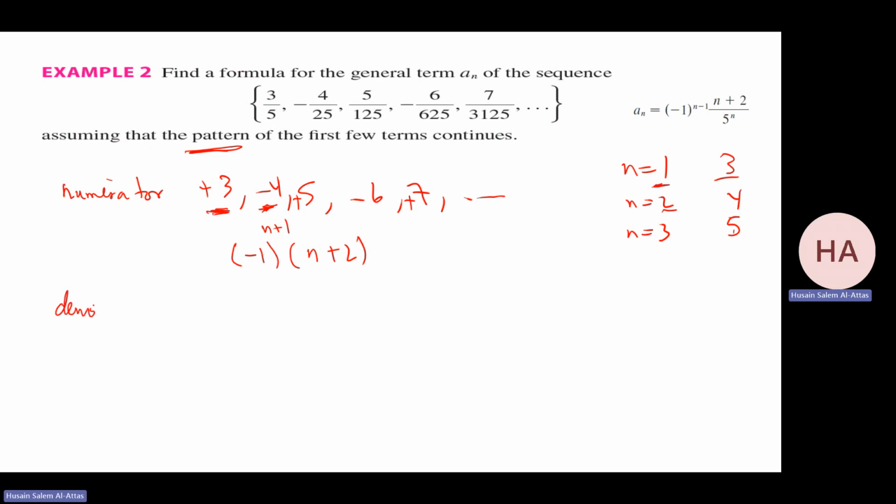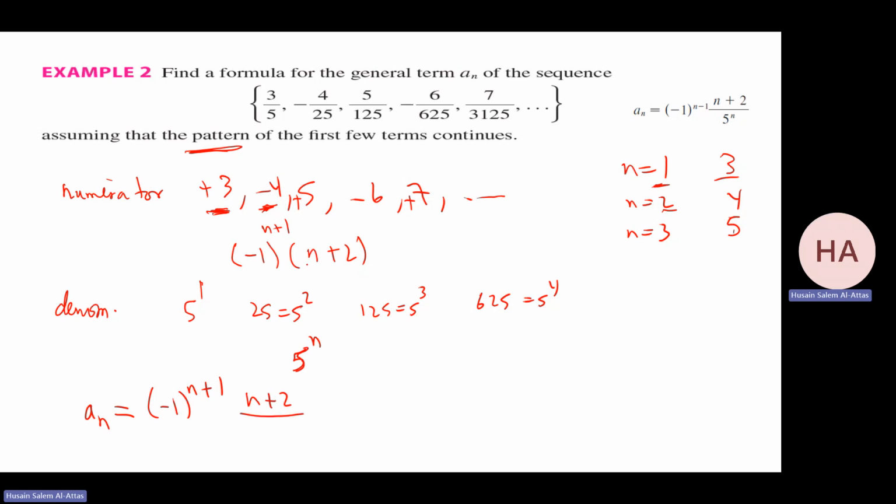Now when it comes to the denominator, I have what? 5, 25, which is 5 squared, 125, which is 5 cubed. Now it's very clear that I have 5 to the power n in the denominator, starting with n equal 1. So what will be the formula? It will be minus 1 to the power n plus 1, or n minus 1, times n plus 2. That's the numerator. The denominator is 5 to the power n. Okay.